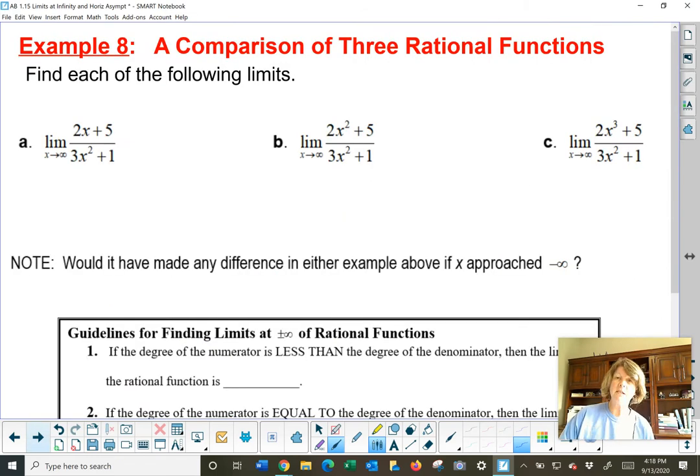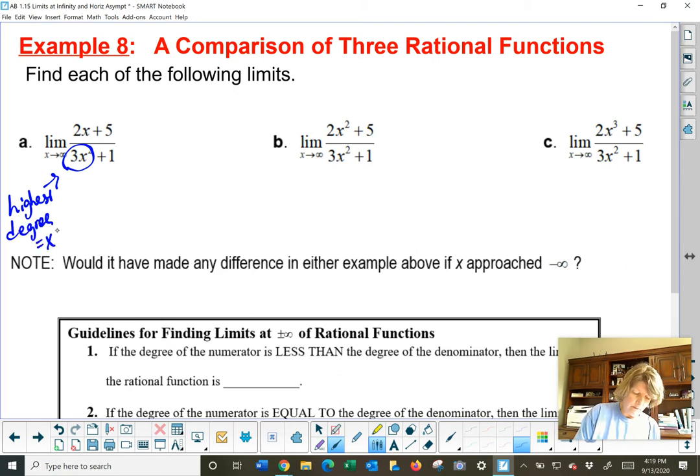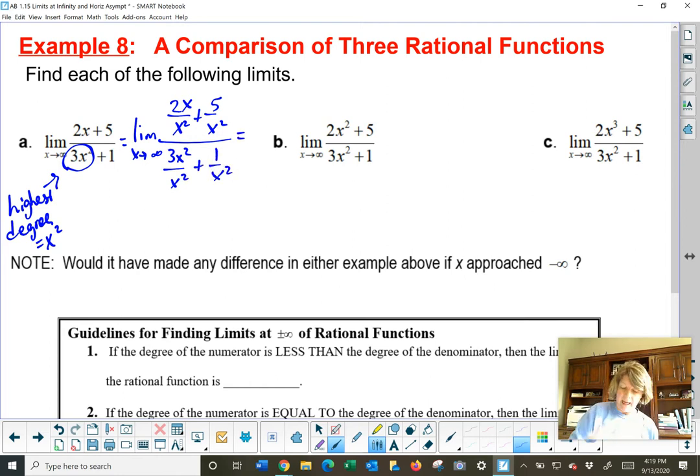Okay, a comparison of 3 rational functions. Let's find the limits of each of these, a, b, and c. And we are going to select highest degree. And I see that the highest degree is a 2. So I'm going to take every term and divide it by a power of x squared. So 2x divided by x squared plus 5 over x squared, 3x squared divided by x squared plus 1 divided by x squared. Now analyze each of those.